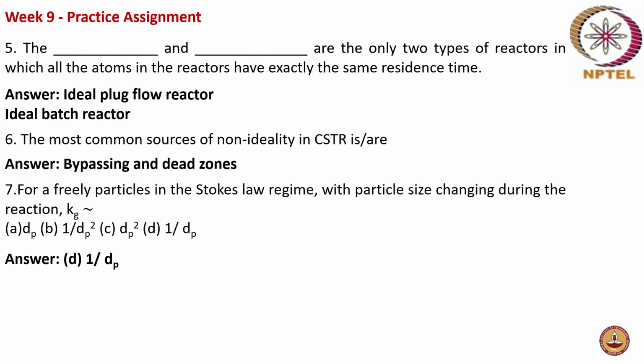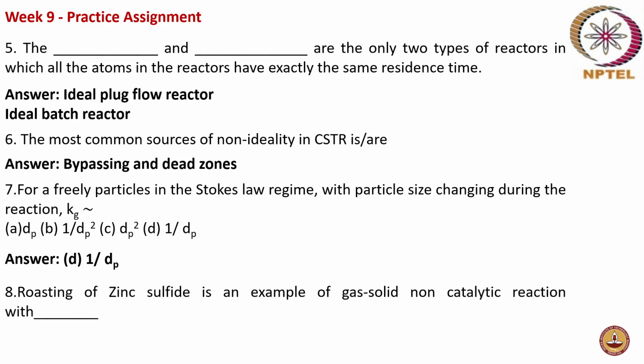It becomes kg is very closer to square root of u by dp. That is u power half divided by dp power half. That is for large dp and large superficial velocity. Whereas this case of Stokes law regime is for small particles and small superficial velocity. Okay. Now let's go on to the next question.